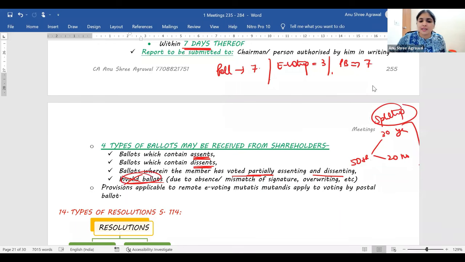Or they may be invalid votes. Invalid votes, for example, votes received late, or votes where the signature is not matching, or votes where there's too much overwriting, not able to understand whether it is a yes vote or no vote.